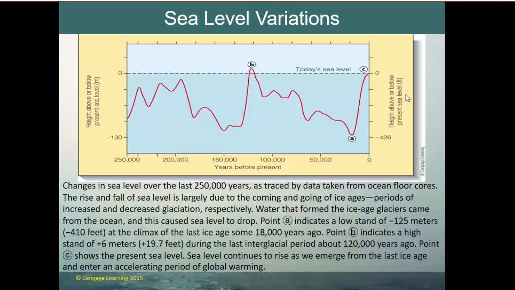And point C shows the present sea level. So sea level continues to rise as we come out of the last ice age. And because we are entering this period of global warming, it appears as though sea level increases are accelerating as well.